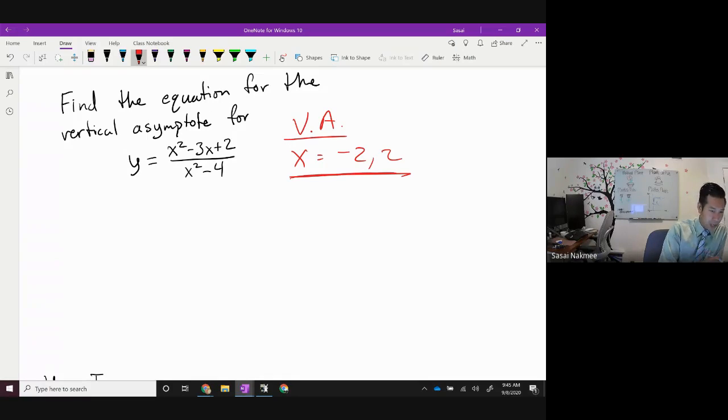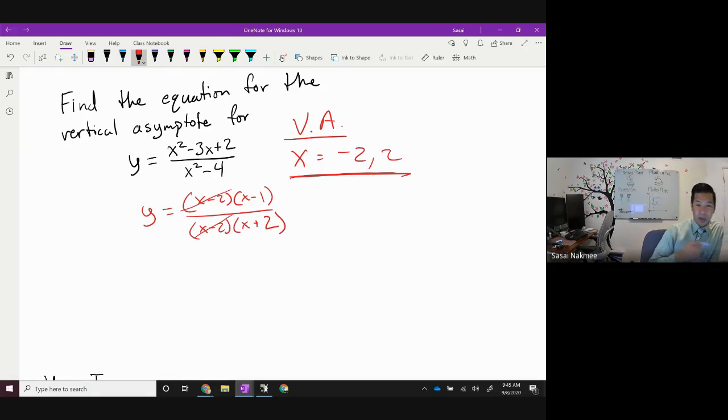We can factor the top, by the way. X squared minus 3x plus 2 is the same thing as x minus 2 times x minus 1. And I factor the bottom, x squared minus 4, which is the difference of two squares, to get x minus 2 times x plus 2. The x minus 2's actually cancel out. When you cancel out the x minus 2, you're removing one of the vertical asymptotes out of the equation.